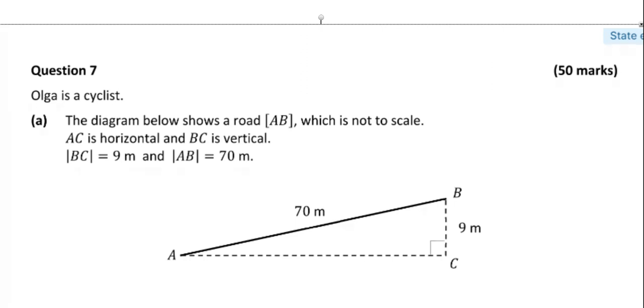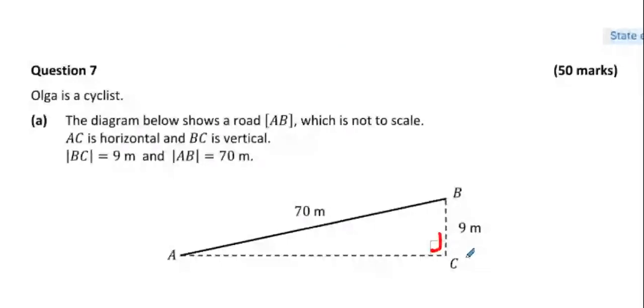The diagram below shows a road A to B, which is not to scale. AC is horizontal and BC is vertical. That means it's a right angled triangle. It means it obeys SOHCAHTOA, sine, cosine, tan, and it also obeys Pythagoras' theorem. So we're allowed to use this.